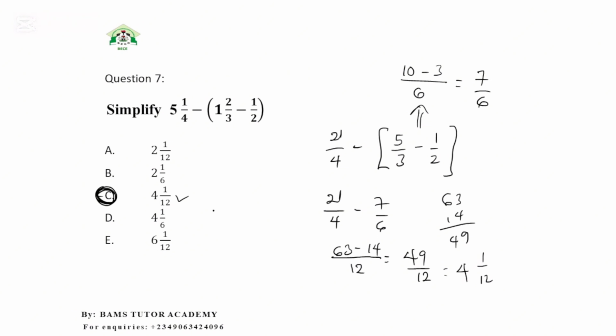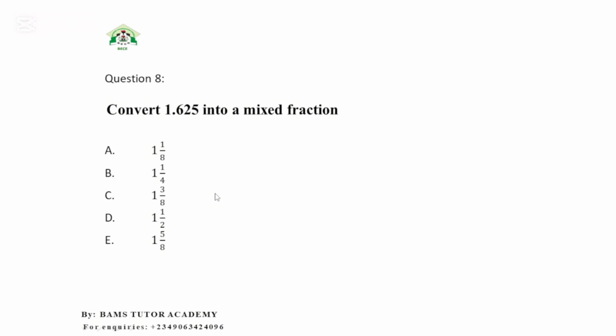Okay, that's very interesting. Anyways, let's see question 8 without wasting time. It's a little bit interesting. Let's see what we can do about this question. So we have to convert 1.625 into a mixed fraction. What you want to do first is write it as a fraction, most likely an improper fraction. Then you can change it to a mixed fraction.